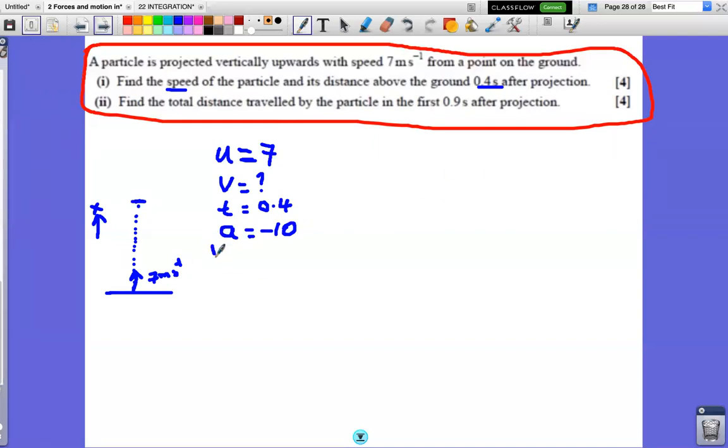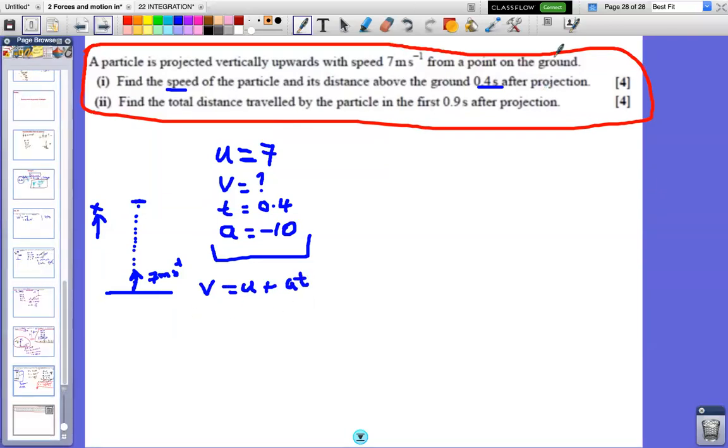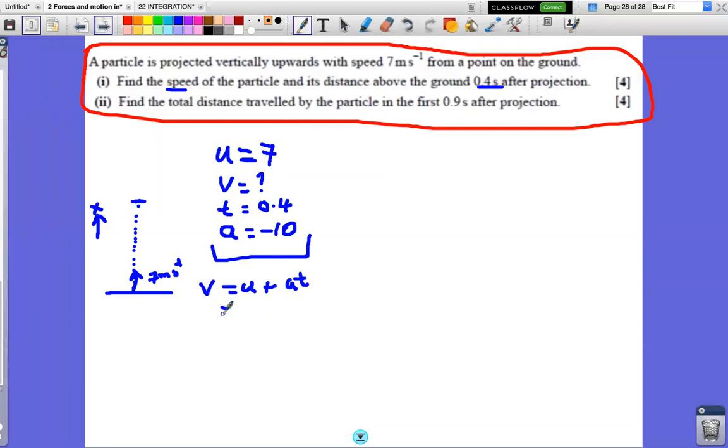So which equation should we use here? V equal U plus AT. So that should give you 7 minus 4. 3 meters per second. That was easy to solve.